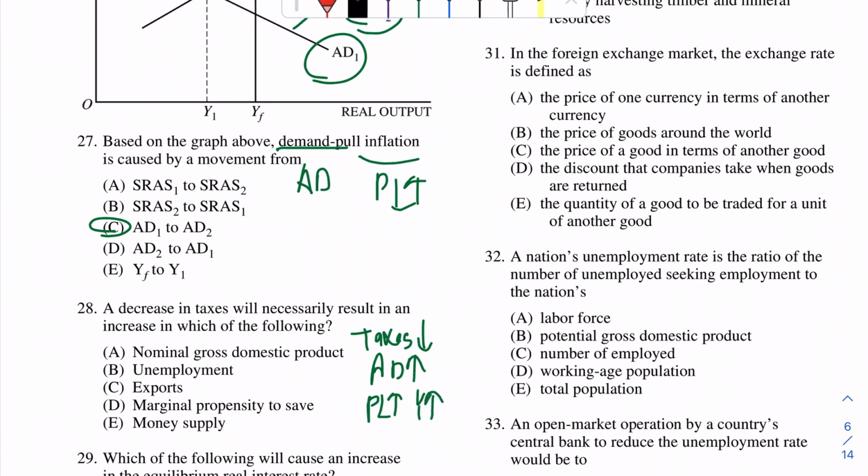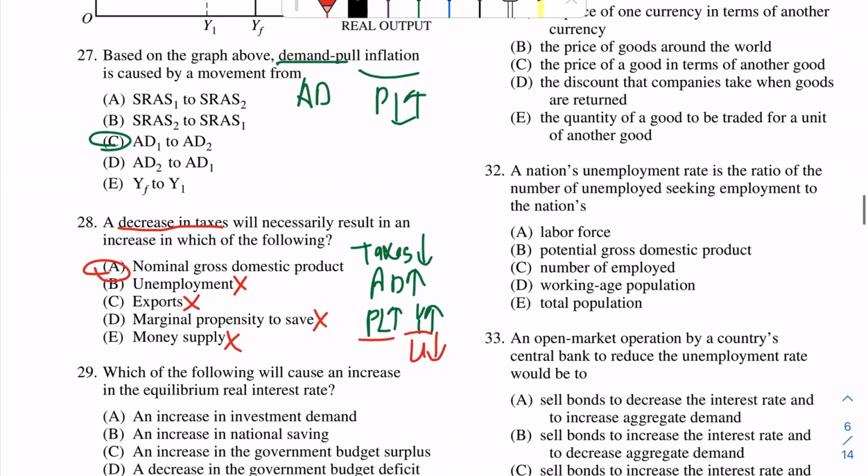Output goes up, so unemployment goes down, not up. Exports, maybe, right? But not really. We don't really know that one. Marginal propensity to save. Well, there was no mention of you saving more money. And then we had a decrease in taxes. A decrease in taxes does not change the money supply. So therefore, because prices and output go up, nominal GDP has to increase.